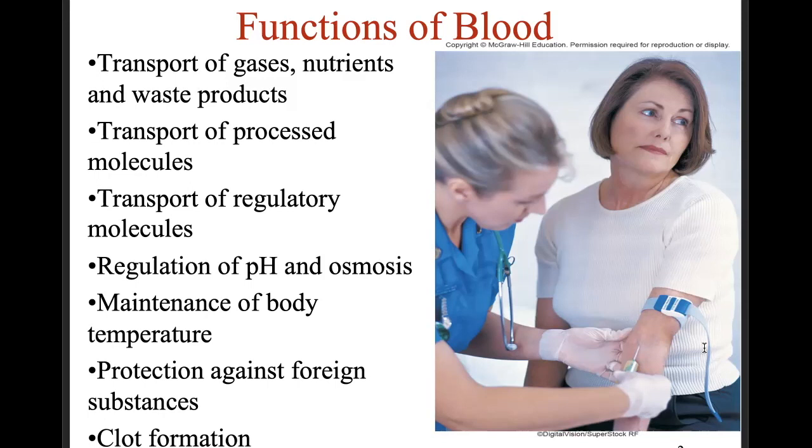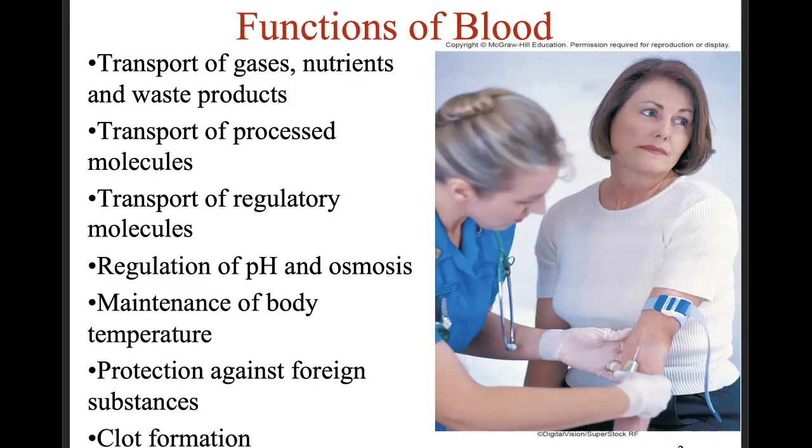The next one is maintenance of body temperature. This has something to do with your metabolism. The heat is produced with your metabolism, and then it will warm the blood. The warm blood is transported from the interior part of the body going to the surface, which eventually helps the regulation of the body heat.